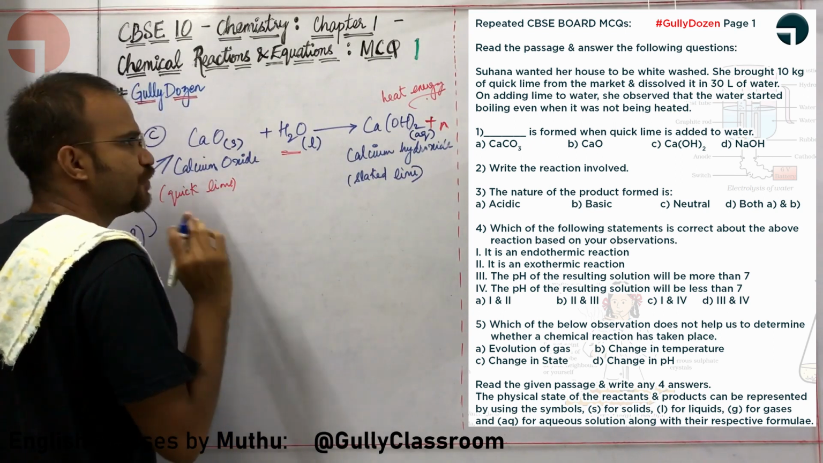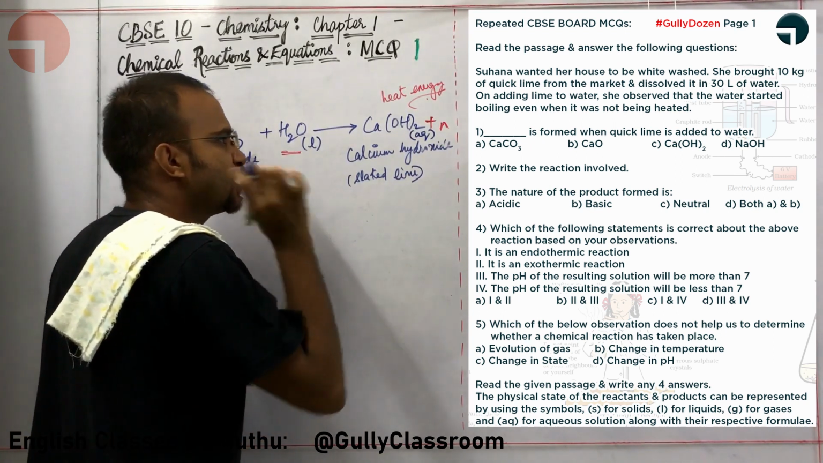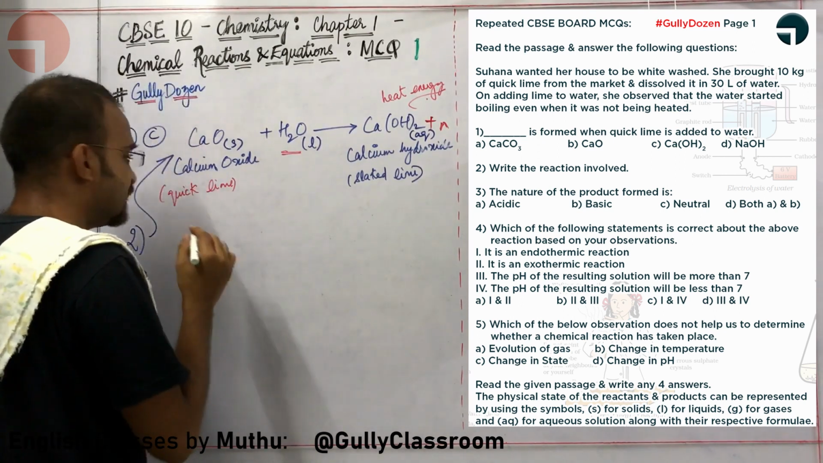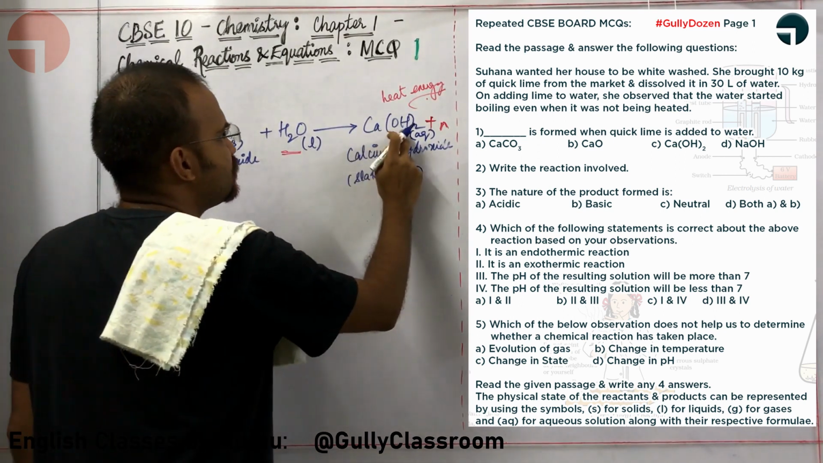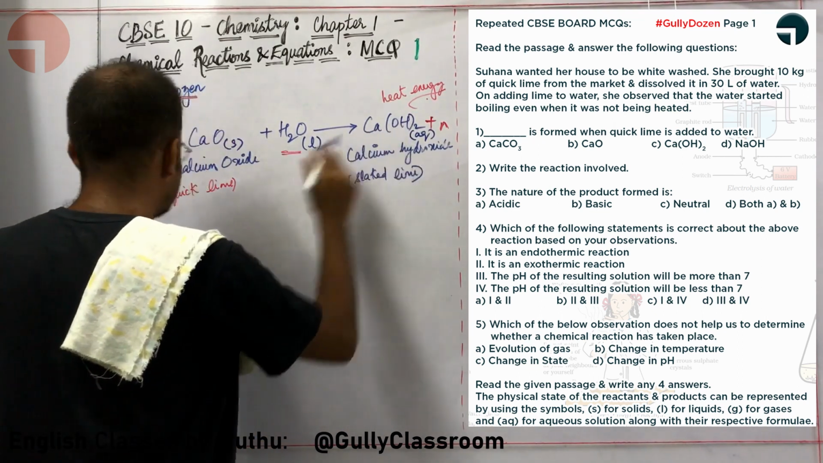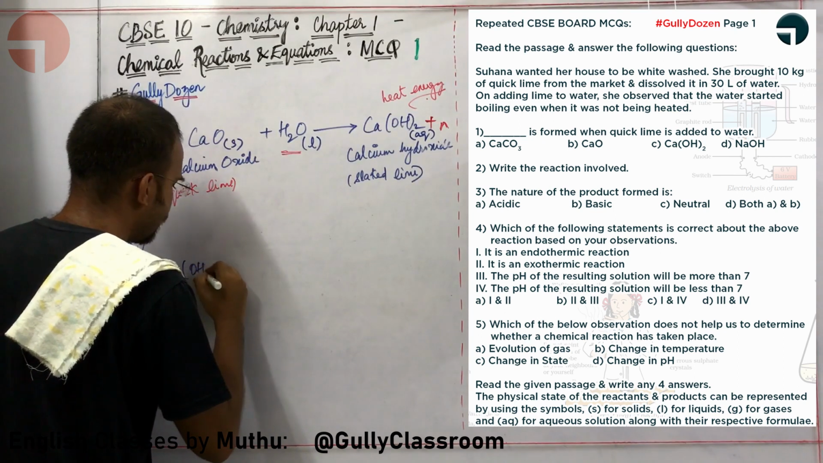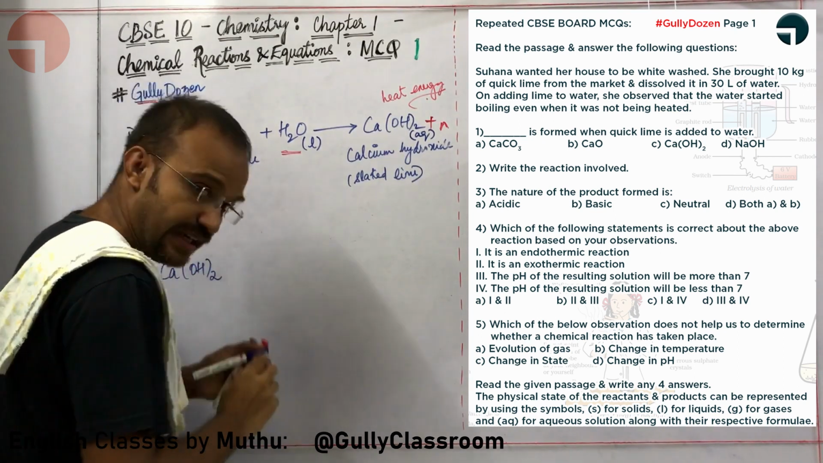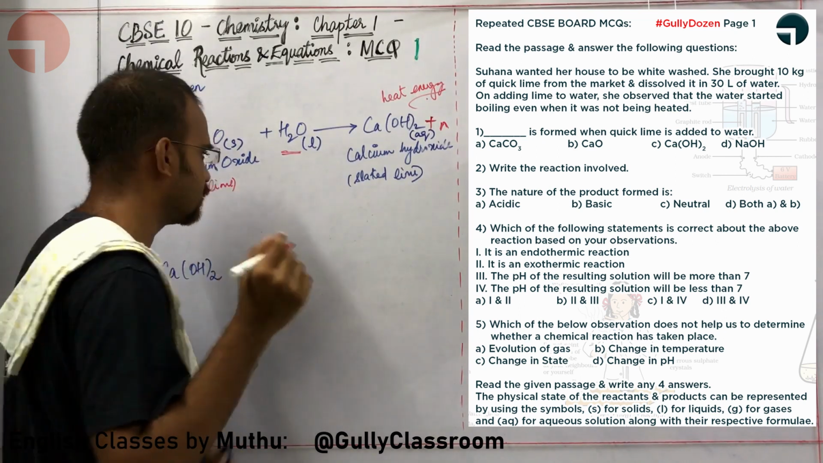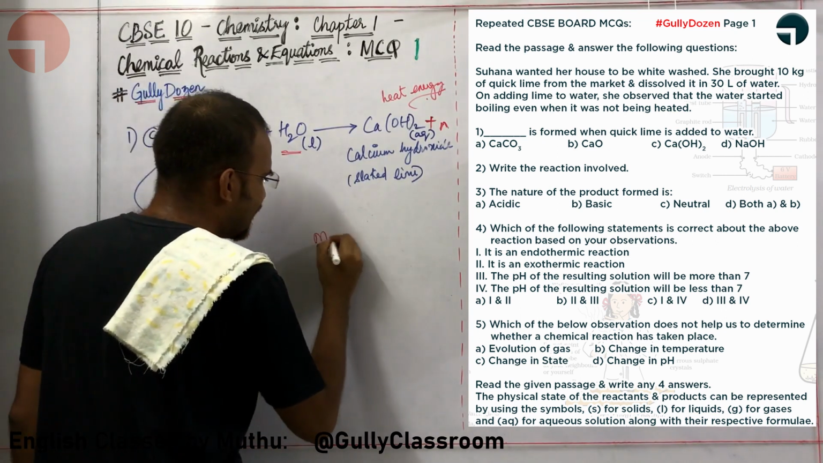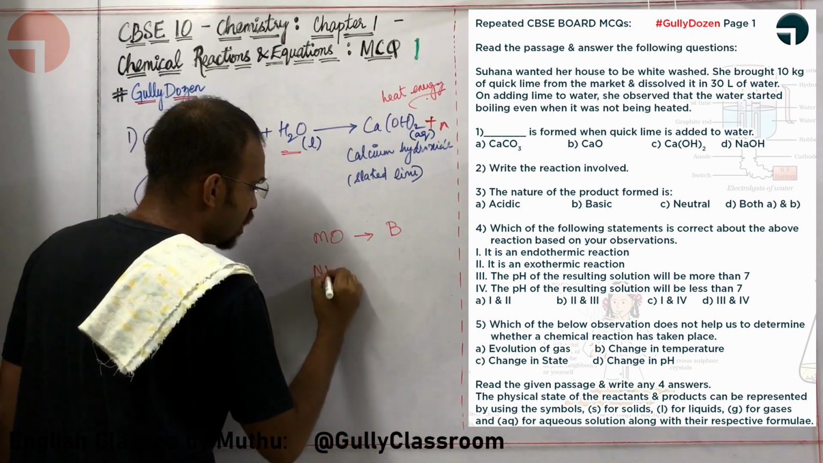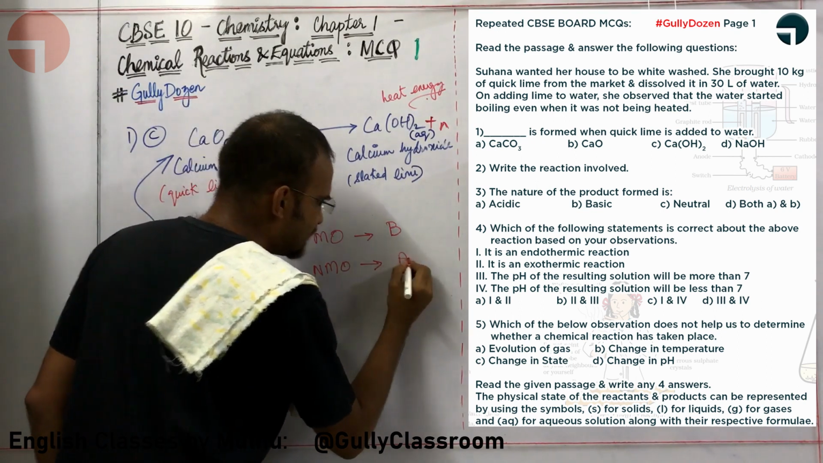Okay. Let us go for the third question. The nature of the product formed is. They are asking whether Ca(OH)2, the product formed, is acidic or basic. Let us check this product. We have already learnt in acids, bases and salts one particular point. What particular point, sir? All metallic oxides are basic in nature, and non-metallic oxides are acidic in nature.